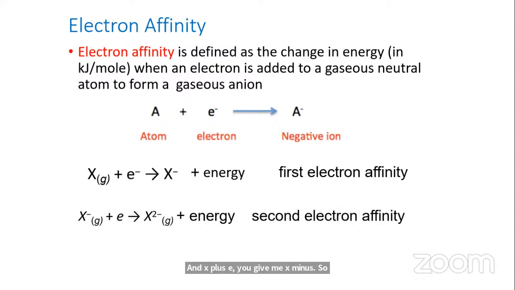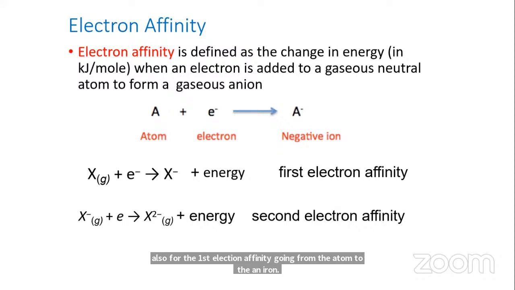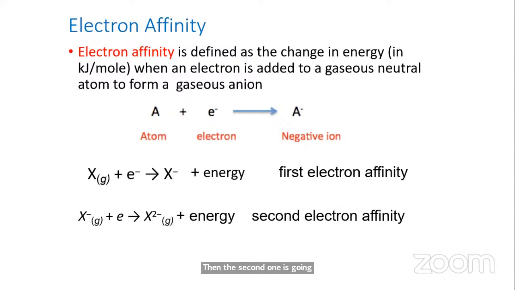So that is my first electron affinity. And again, the trend we are looking at is for the first electron affinity, going from the atom to the anion. Then the second one is going from X minus to X2 minus. Remember, you are removing one electron at a time to have ionization energy, and you are adding one electron at a time to have the electron affinity.